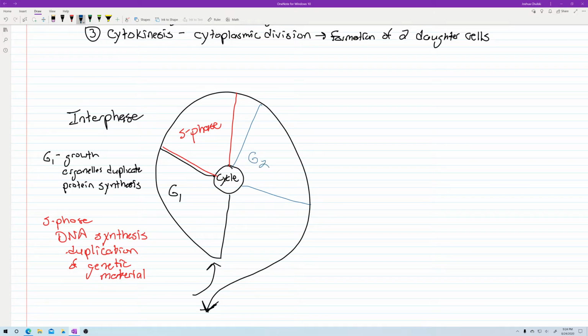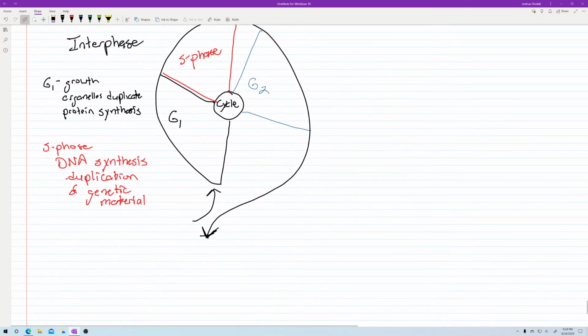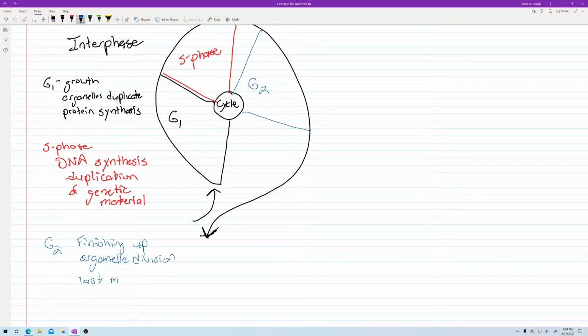And then after that S phase, you have another growth phase, G sub 2. Basically G sub 2 is finishing up organelle division, last minute protein synthesis, and getting ready to go into the actual division.